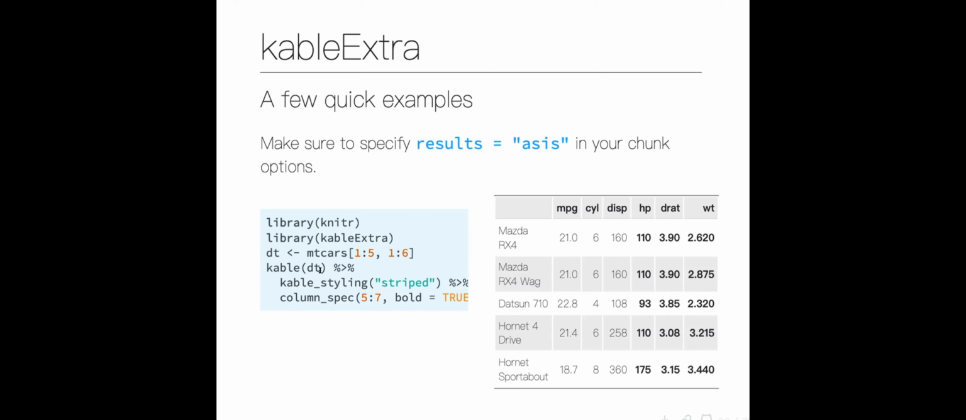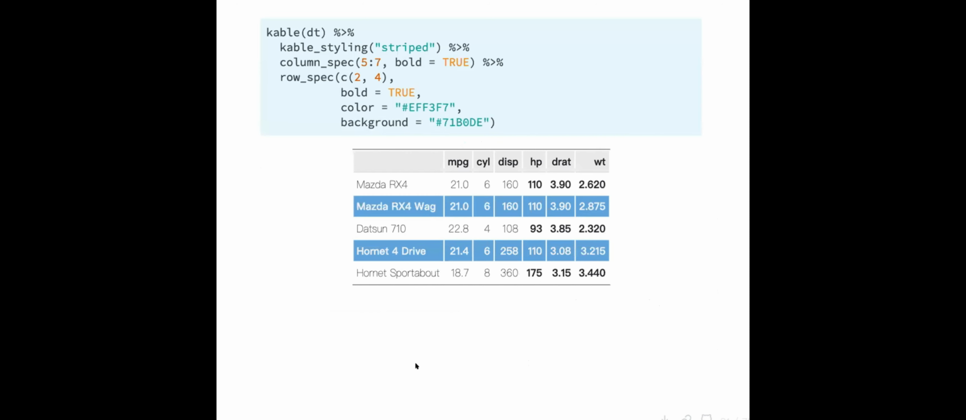Okay, here is an example where I'm taking DT and then I'm saying kable styling is striped. That's going to give us a similar look to GT. Then we pipe that to column spec. We're saying for columns 5 through 7, bold equals true. So it's going to bold the variables in columns 5 through 7. A similar sort of pipe-oriented approach, and fairly quickly here we have a nice looking table again.